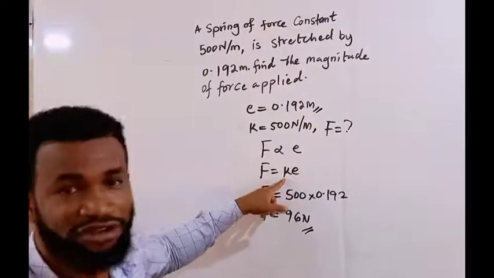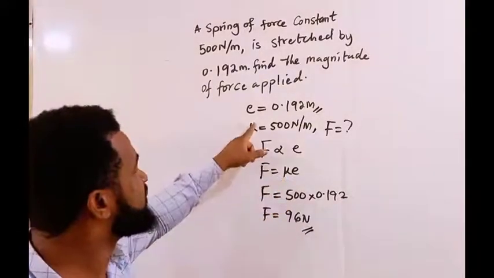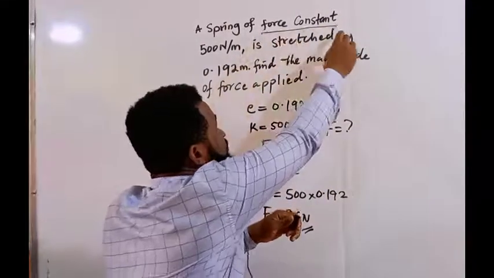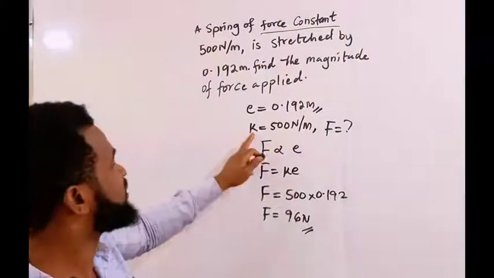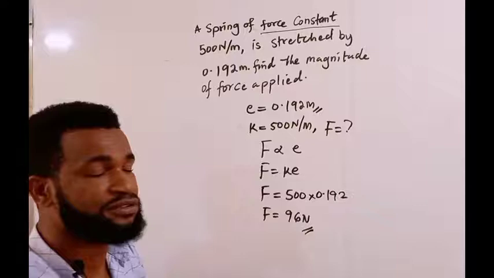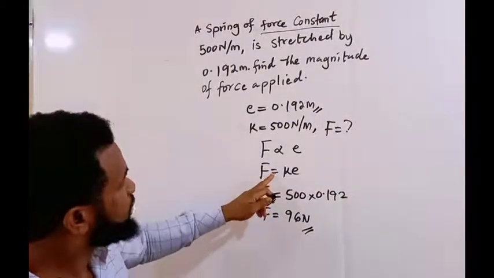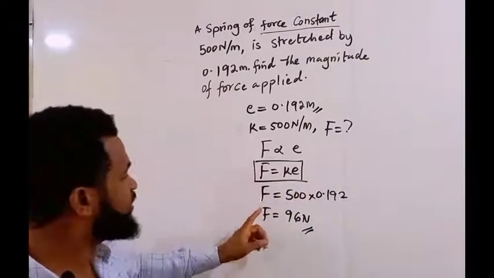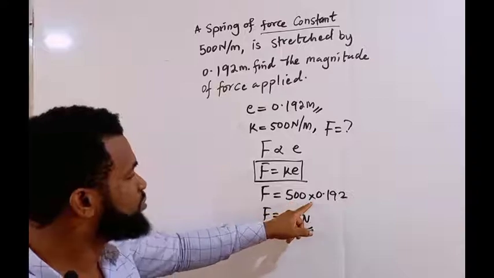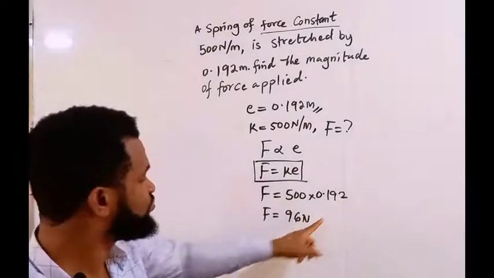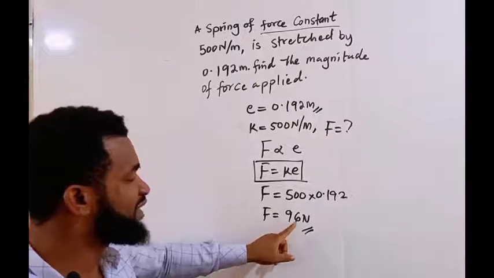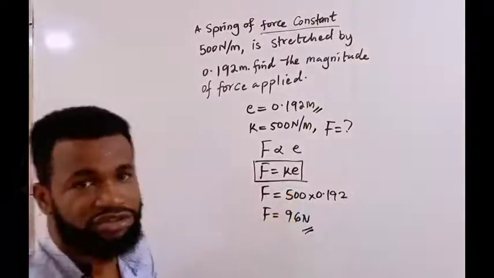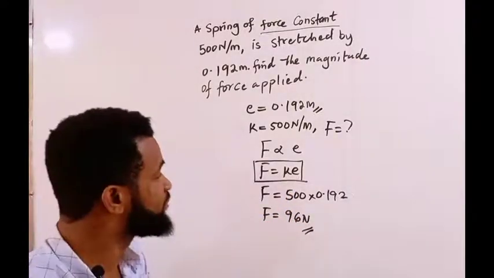Now, this K is the constant of proportionality, which is given as the force constant. That is the force constant, and that is K. It was set as 500 Newton per meter. So, if I use this equation, then F is equal to K, which is 500, multiplied by 0.12. Then F is going to be 96 Newton. If you use this multiplied by this, you're going to have your answer. And that is the first question.